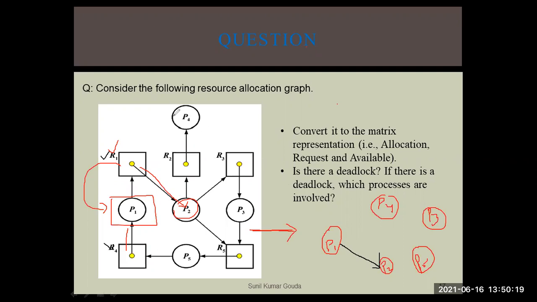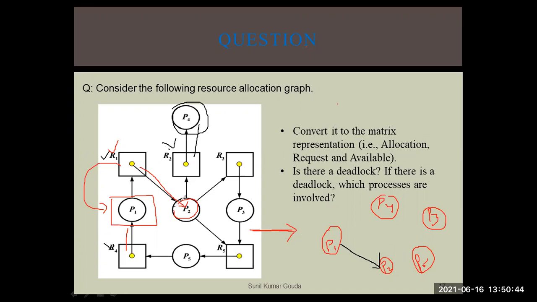Now coming back to P4. If you see P4, what resource is required? It requires only R2. Fine. Now R2 is already available to it. That means there is no dependency. Now P4 does not depend upon any other process. So there will be no edge for P4.